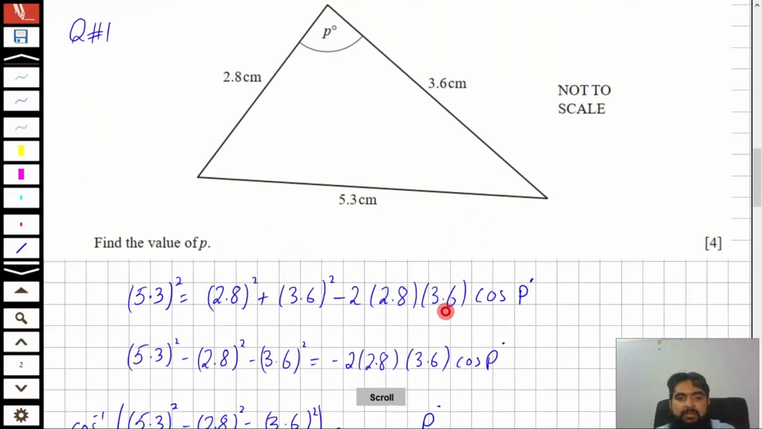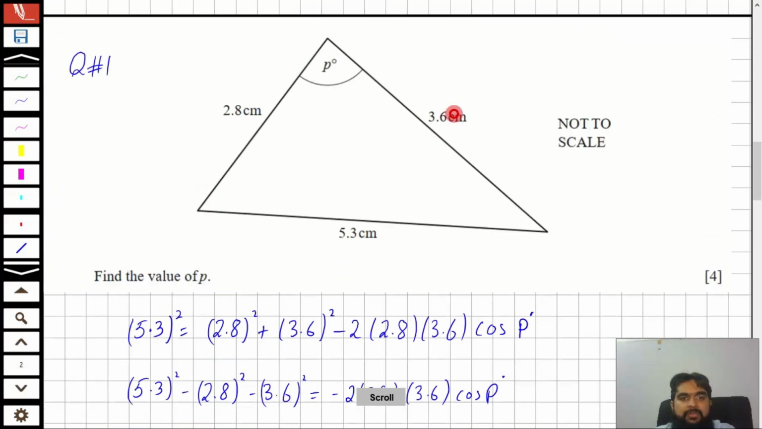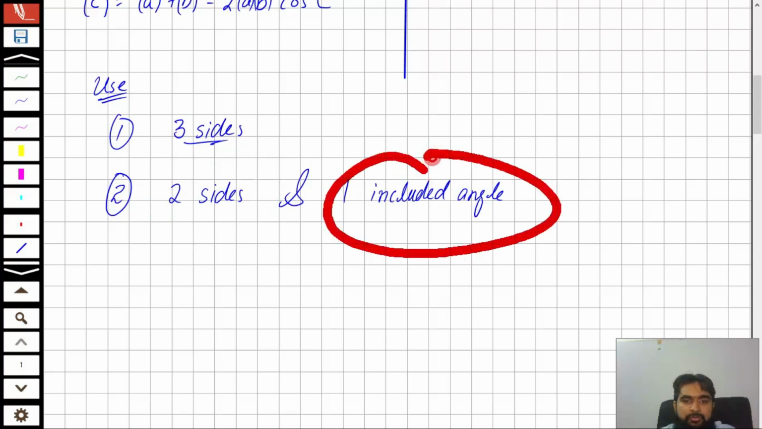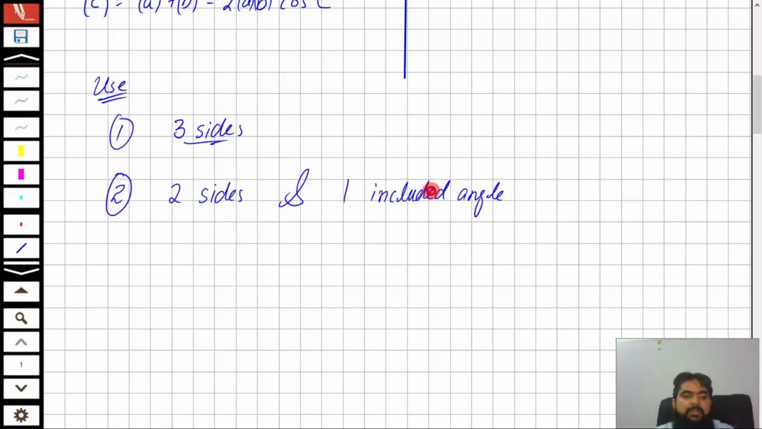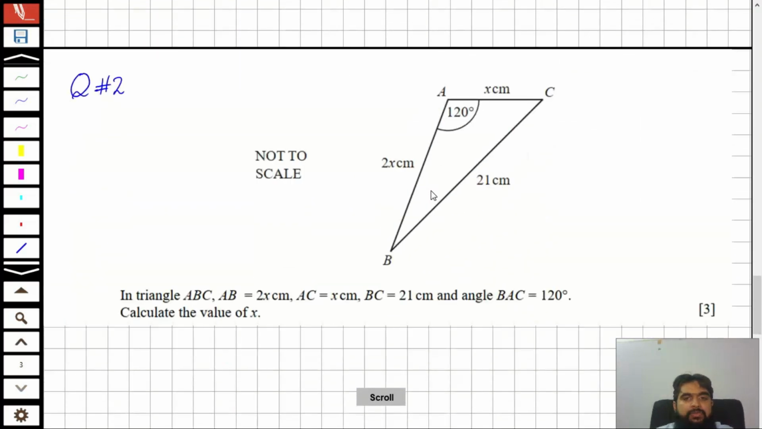Okay, now let's go for another question. Look here, in which the 3 sides are given but 2 sides are in terms of x, and the included angle is given. You have to find the value of x. I told you that if you have 2 sides and their included angle, you have to go for the cosine rule. Here you have 3 sides but in terms of x, so here we also use the cosine rule.